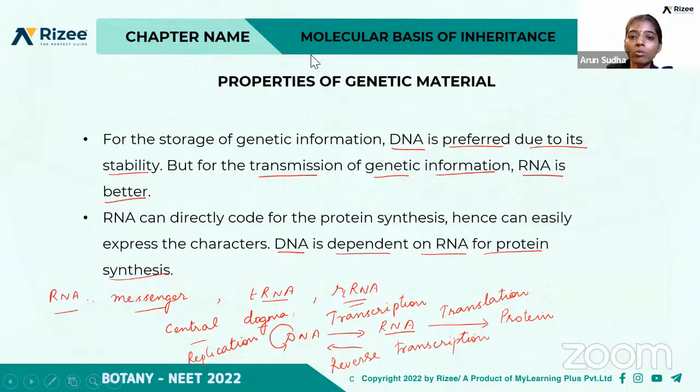Okay. So as far as the storage of genetic information is concerned, DNA is preferred. For the transmission of genetic information, RNA is preferred. That is, it acts as a messenger.